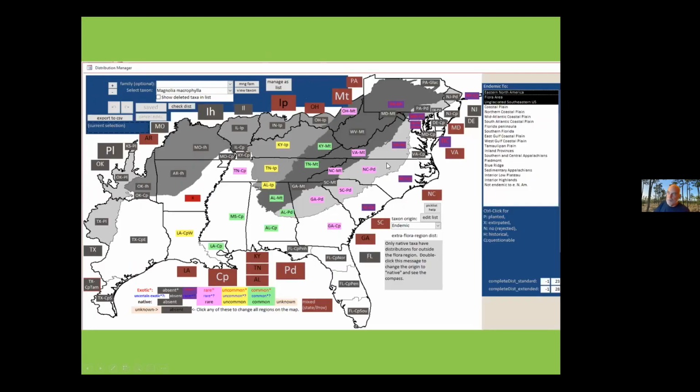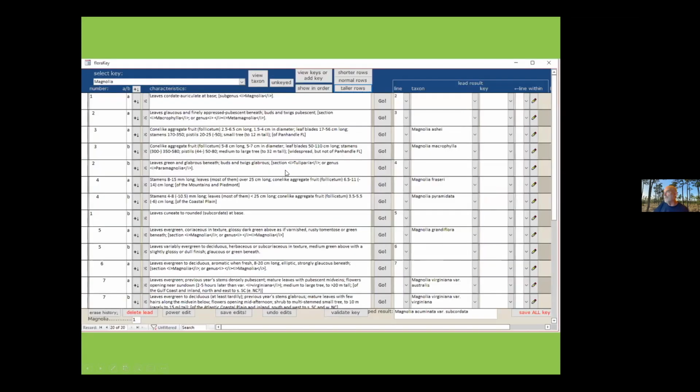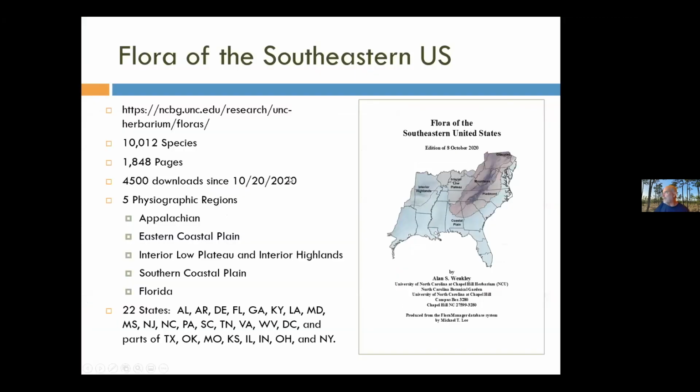Mapping is done on this map screen. It's done by pointing and clicking. And the key looks like this. We can remove key leads or add key leads easily with these little buttons. And so this is how we have created the 25, 27 floras covering different parts of the Southeast at different scales, from the full regional flora to sub-regional floras to individual state floras. And this slide is out of date. We've now had over 7,000 downloads of the PDFs from the site.